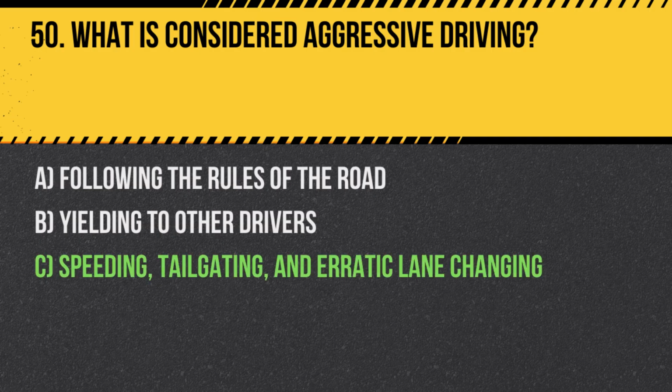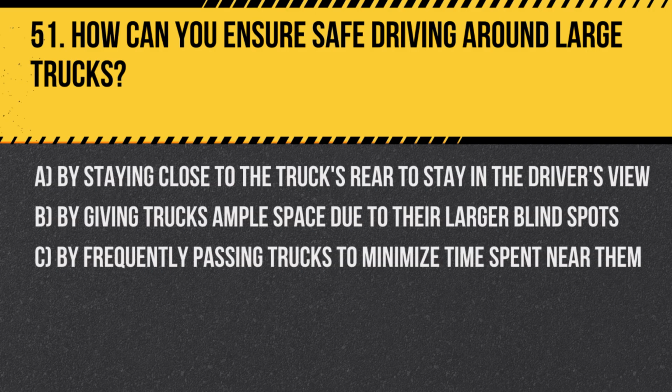Answer C. Speeding, tailgating, and erratic lane changing. Aggressive driving behaviors like speeding, tailgating, and erratic lane changing endanger everyone on the road and are considered traffic violations. Question 51. How can you ensure safe driving around large trucks?